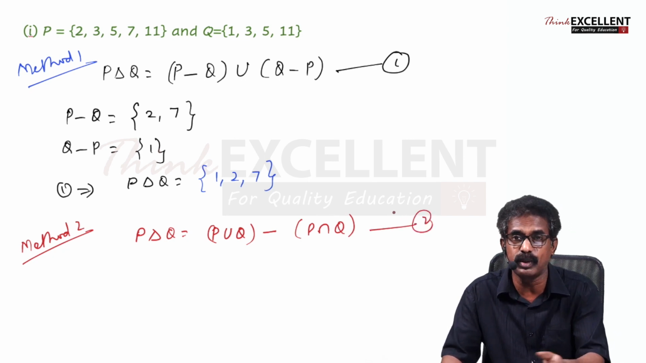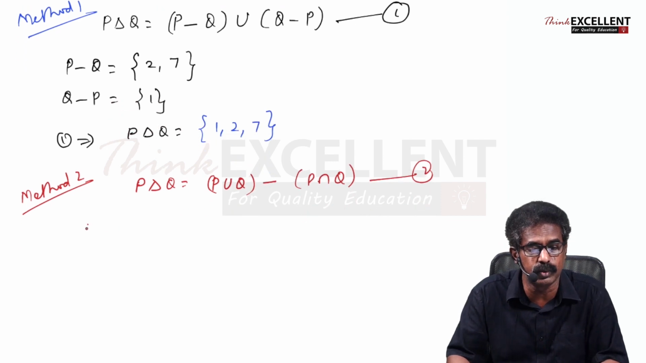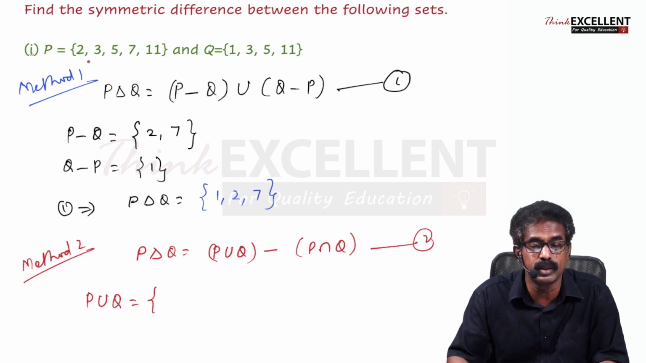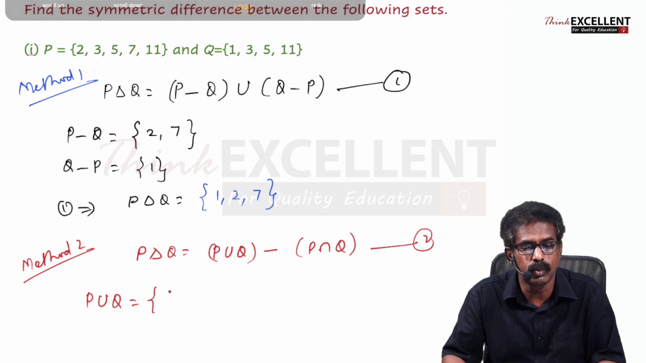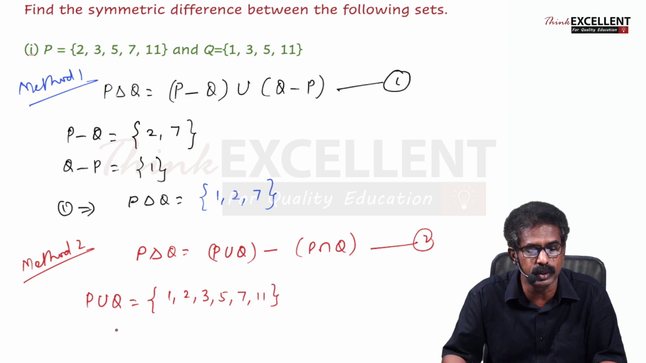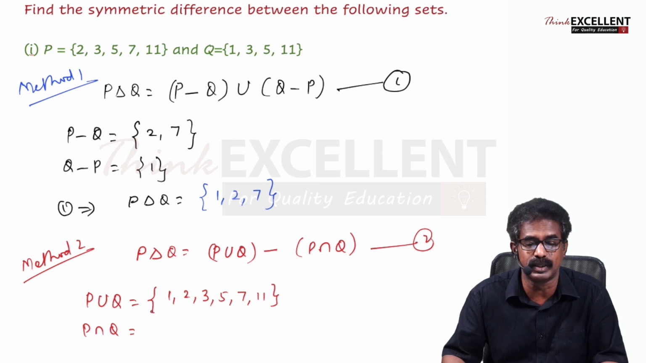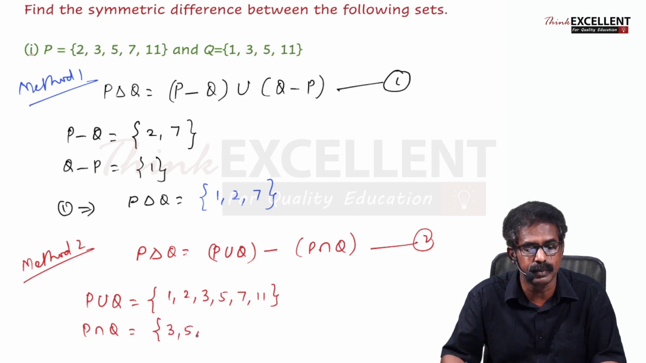So if you know the formula, now we know what you are supposed to find. First you find P union Q. Union means you write every element without repetition, right? So what are the elements you write? 1, 2, 3, 5, 7, 11. This is P union Q. P intersection Q you find out. Only the common elements. In P and Q, what are the common elements? 3, 5, 11.